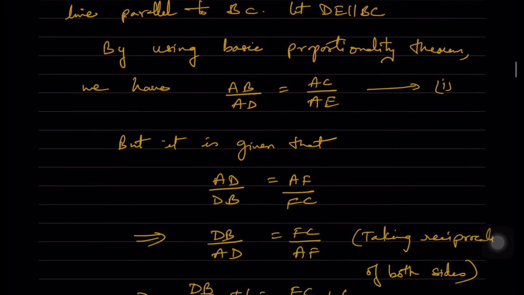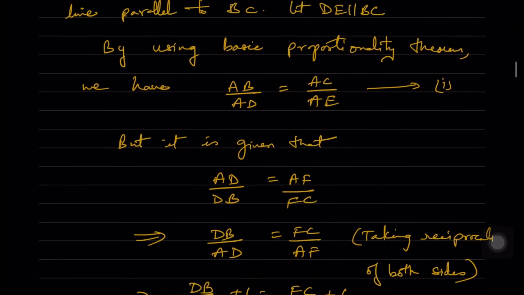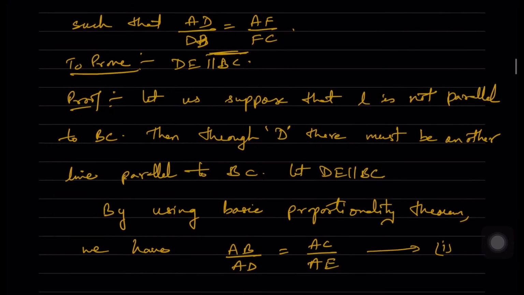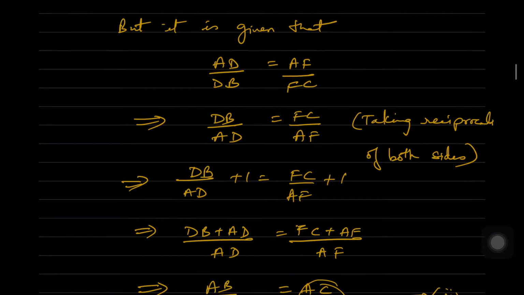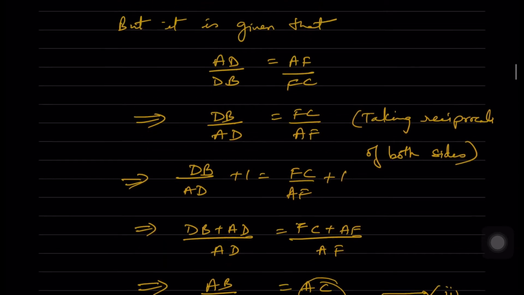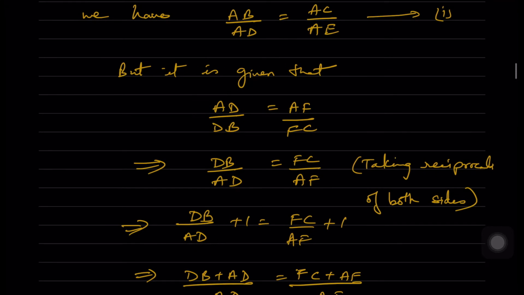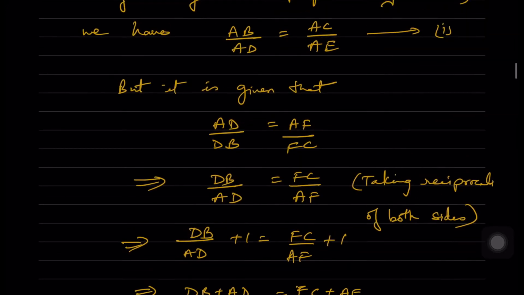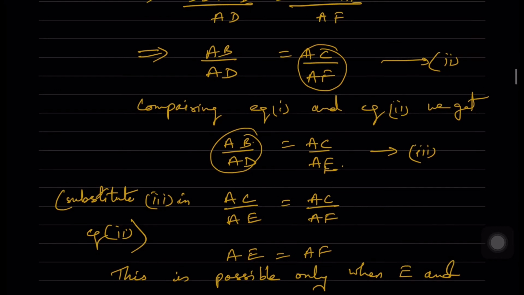So we are getting a wrong assumption, that is AD by DB is equal to AF by FC and also AE by EC. If you add 1 on both sides, but it is given that AD by DB is equal to AF by FC. You can reverse it and then add 1 on both sides. You are getting AB by AD is equal to AC by AF. So comparing equation 1 and equation 2, when you compare both of them, you are getting AB by AD is equal to AC by AE and also AC by AF.